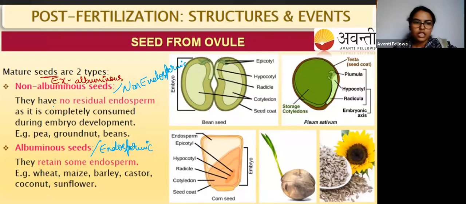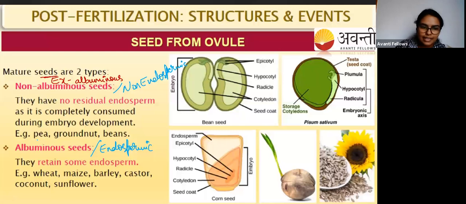Okay, so what are non-endospermic seeds? These do not have the remnant or the remaining of the endosperm. Why? Because the endosperm is completely used up in embryogenesis. The entire endosperm has been used up in embryogenesis, now the endosperm is empty, nothing is left. So these kind of seeds are called non-albuminous seeds or also called non-endospermic seeds.